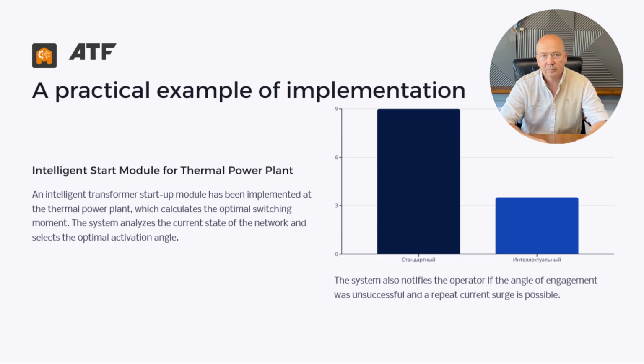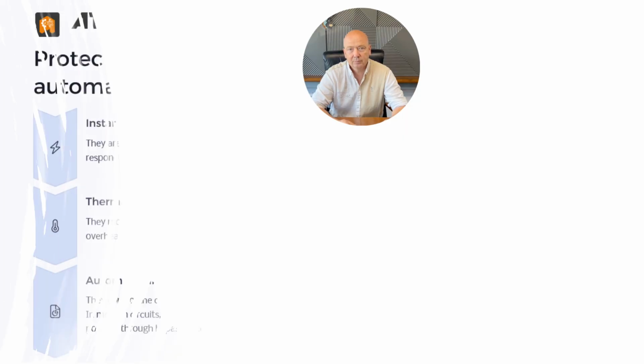Here's a real example. At a thermal power plant, a smart transformer startup module was implemented. It calculates the ideal moment for switching. This reduced inrush current from 9 times nominal to just 3.5 times. It also alerts the operator if the switching angle was suboptimal, which could lead to another current spike.